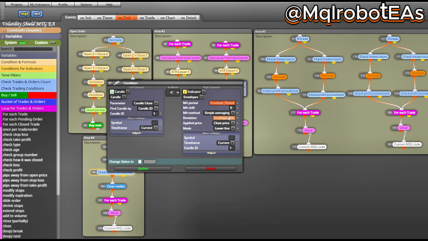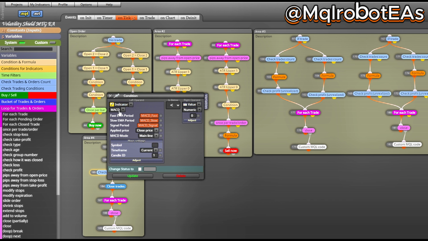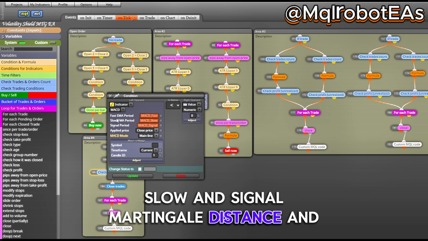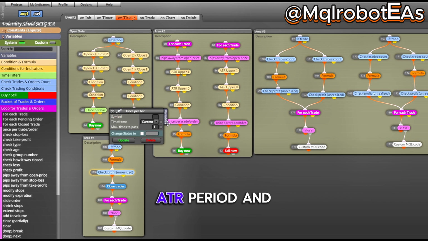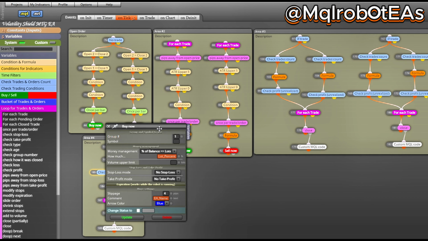Customizable inputs. You can tune values like envelope period and deviation, MACD parameters, fast, slow, and signal, martingale distance and multiplier, ATR period and limit, and profit and risk control thresholds.